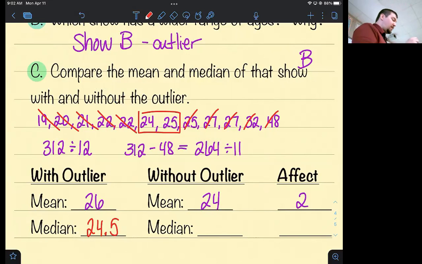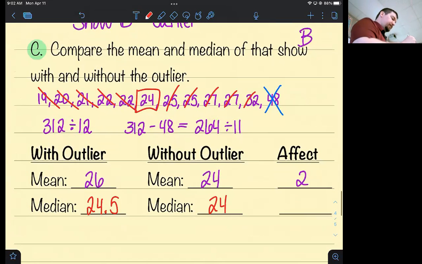But if I take the outlier away, now there's only 11 numbers, and so I need one more scratch on this side to make it even. If there's 11 numbers, 11's odd, there's going to be one number in the middle. Now it just went down to 24. That's a change of how many?